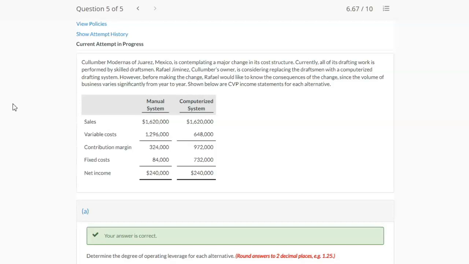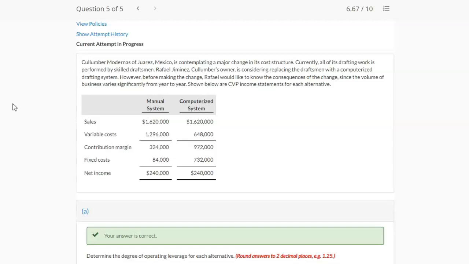Wait, let me do that again. 732,000 multiplied by 0.6. No. Divided by contribution margin ratio. Right. 732 divided by 60%. What do you get? 1,220,000. Okay, subtract that from 1,620,000. And there's your margin of safety in dollars.